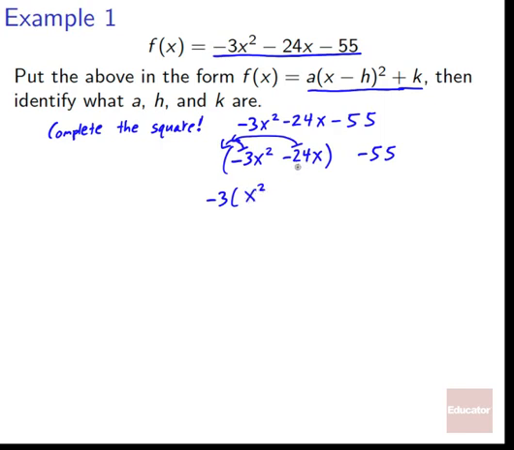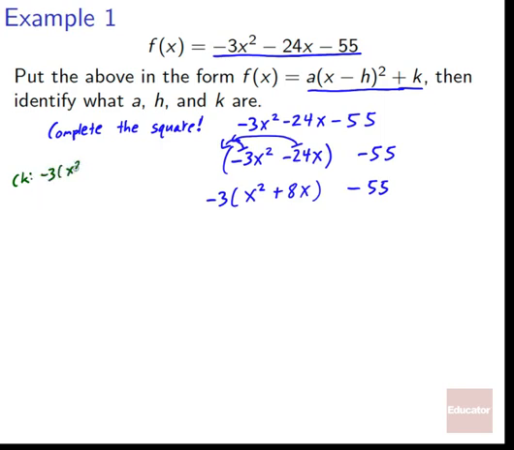Great. And then negative 24x divided by negative 3 becomes plus 8x minus 55 still. Now, we might be a little bit unsure of this. Doing the distribution property in reverse might be a little bit worrisome. We're not used to doing that yet. So we might want to check this.